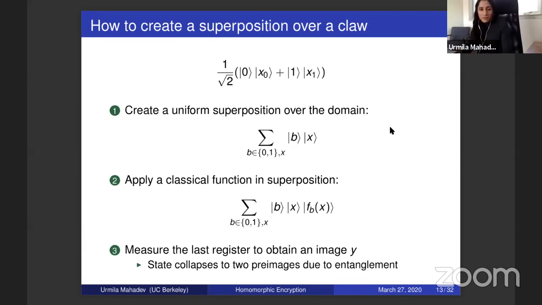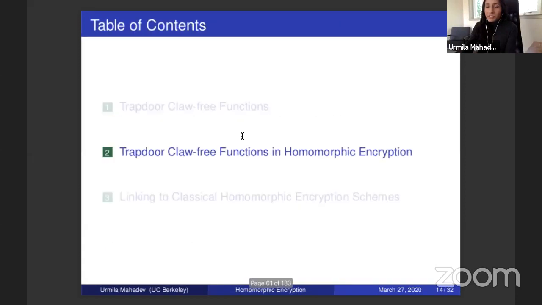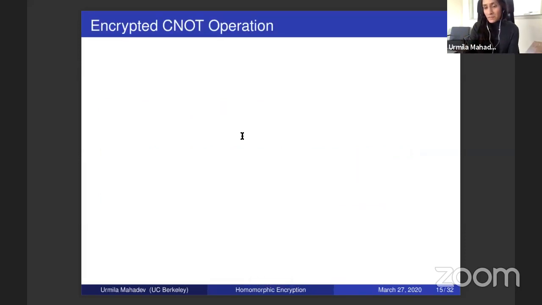Okay, so now that I told you about trapdoor claw-free functions, I need to link them back to homomorphic encryption. It turns out that trapdoor claw-free functions are very useful in building this encrypted C0 operation. To tell you about that, I'm going to start by defining a specialized type of encryption, where the encryption is just a trapdoor claw-free function pair.